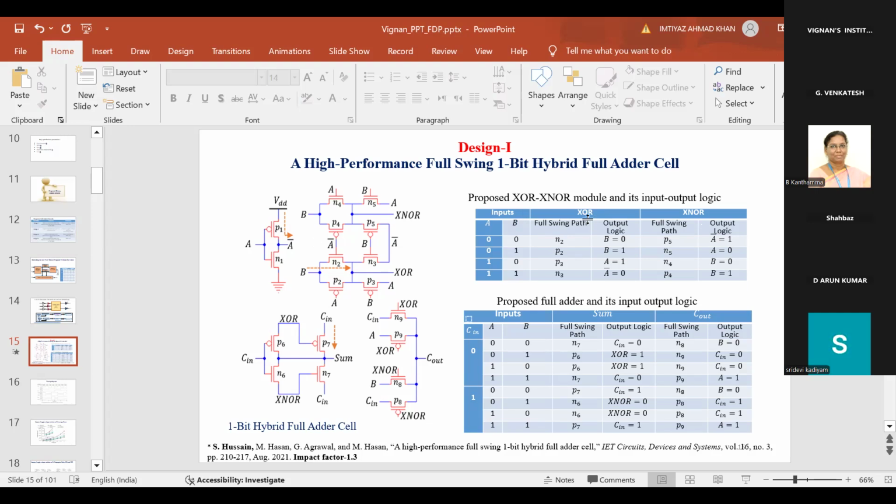Here is all the working of XOR and XNOR: which path is full swing and which path is not full swing, I will explain. Just like the first circuit, I am explaining just briefly. Here are B and A. You know very well, I think, that NMOS passes 0 logic and PMOS passes 1 logic. But for input, PMOS is operated by 0 and NMOS by 1.